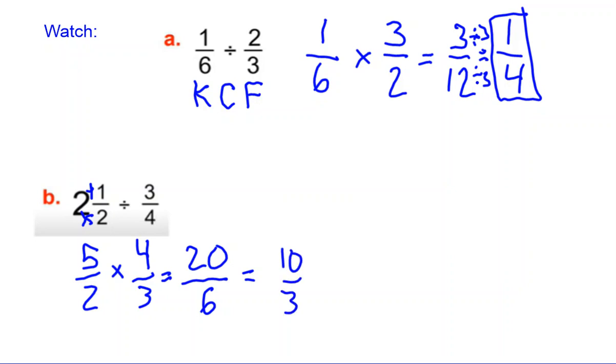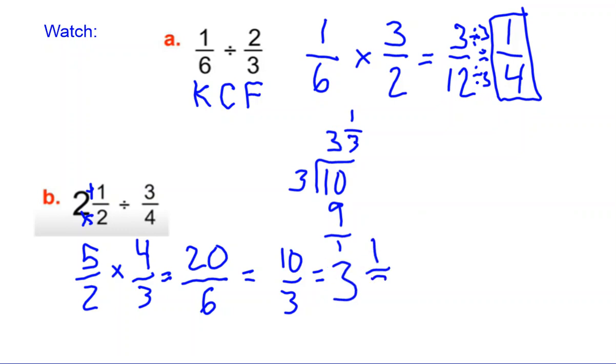And if we need to change that into a mixed number, we can divide 10 by 3. We know 3 times 3 is 9, so it'll go in 3 times. That'll be 9, and we'll have 1 left over. So 10/3 is equal to 3 and 1/3.